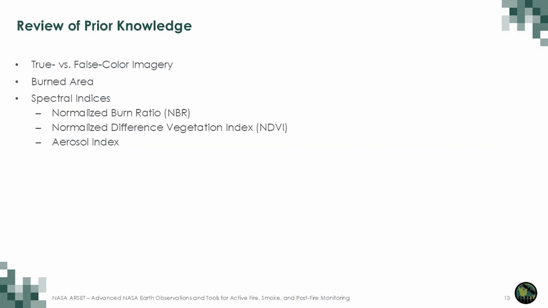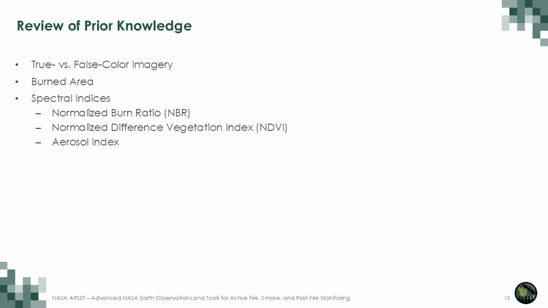This is a reminder of some of the key concepts we'll be using during today's session. If you're completely unfamiliar with these, you can refer back to our recommended prerequisites. One is true color imagery, used to show an image as a human eye would see it. It uses red, green, and blue wavelengths to represent the corresponding colors in the real world.